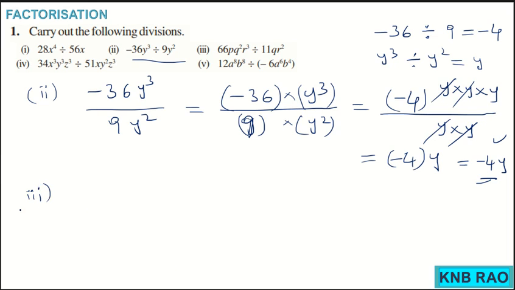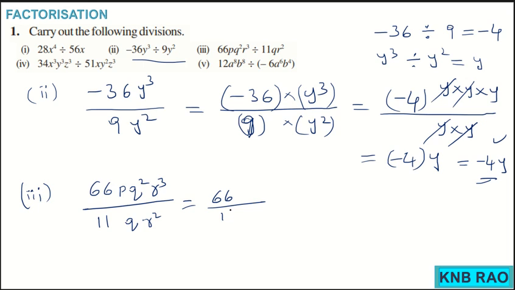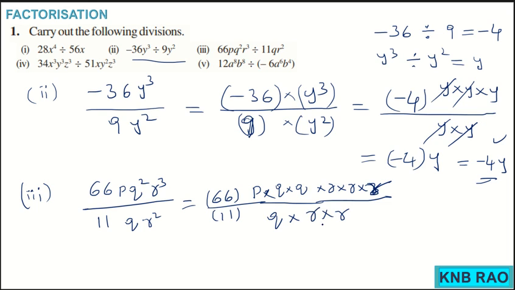Coming to the question number 3, 66 p q square r cube upon 11 times q into r square. Try to observe, when I take 66 upon 11, which will get cancelled, p into q into q and r for thrice, r into r for 3 times. In the denominator, q only for once, r for 2 times, r square means r is multiplied by itself for 2 times, where 1 q cancels with this one first time q, where r for twice cancels with in numerator as well as in denominator.